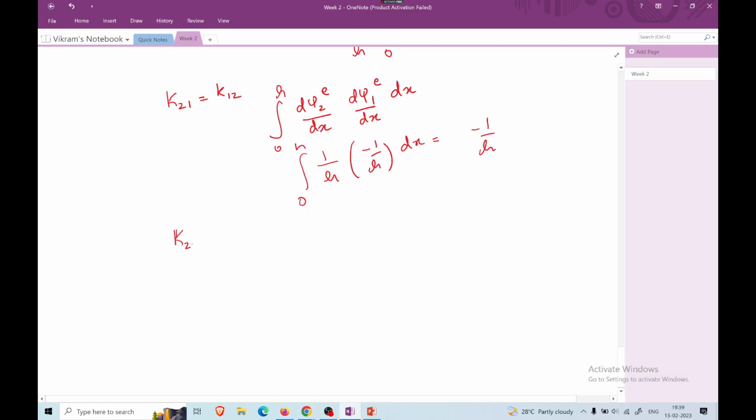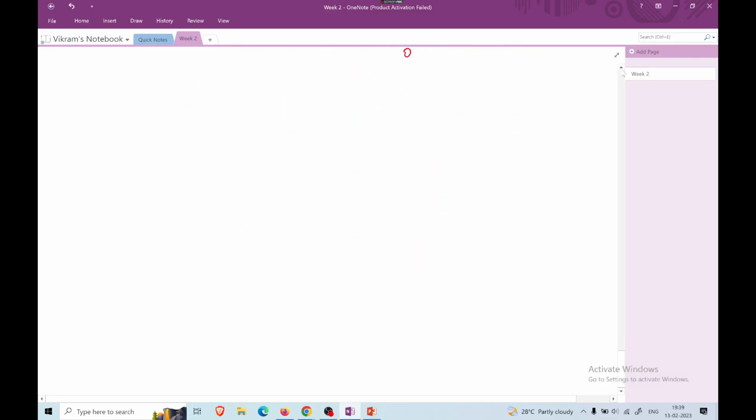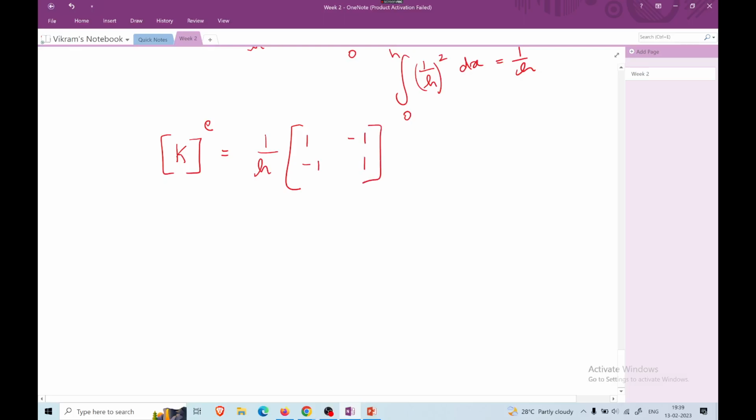k22 is 1 by h. Again, if I were to do line by line, you have psi 2 at both ends, so this is also 1 by h, 1 by h. So 1 by h square dx gives 1 by h. So you have my K matrix for this particular element, which is 1 by h into [1 minus 1; minus 1 1]. This is correct, right?